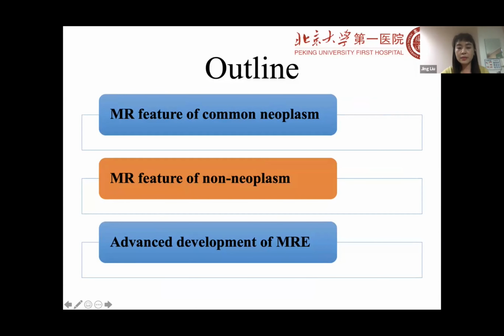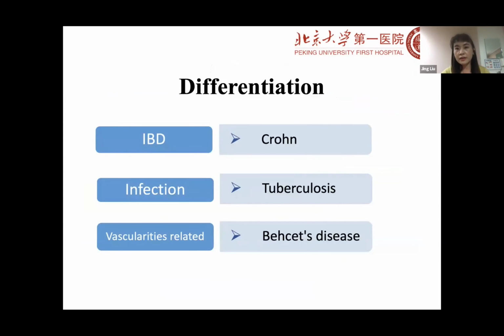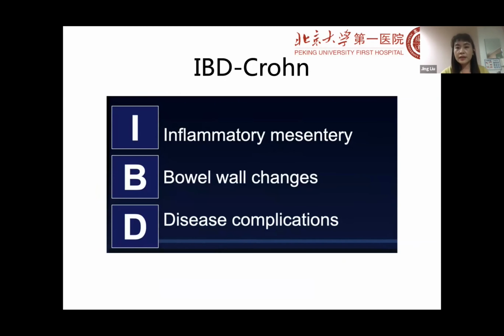Okay, let's move to the next part, MR features of non-neoplasm in small bowel. In fact, there are various types of non-neoplasm in the small bowel, but today we just focus on Crohn's disease. Crohn is one type of IBD. So what is IBD? IBD means inflammatory bowel disease. How do we remember it? I, inflammatory mesentery. B, bowel wall changes. D, disease complications. So from its name, we could imagine what it will be like. It will involve the mesentery, the bowel wall, and possible complications.